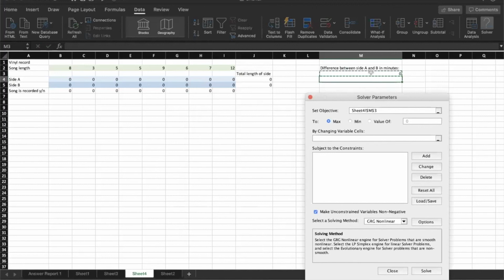So again, we are using the cell, we are minimizing it. The variables would be all of the binaries, if a song is on side A or side B. So I'm going to select those two rows. Here they are highlighted. And I will start to add our constraints.